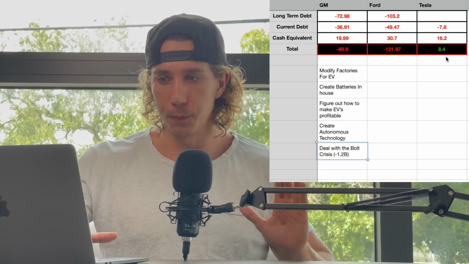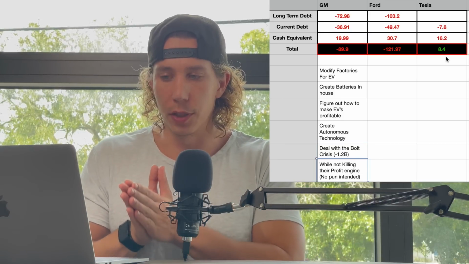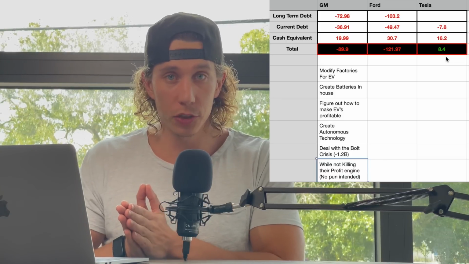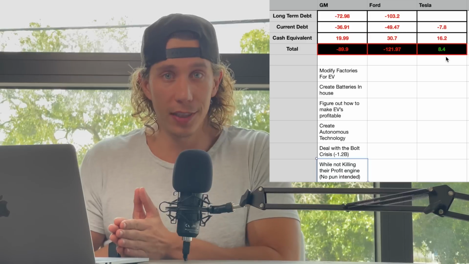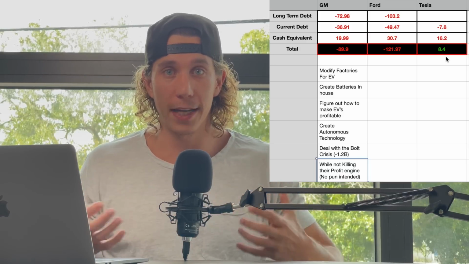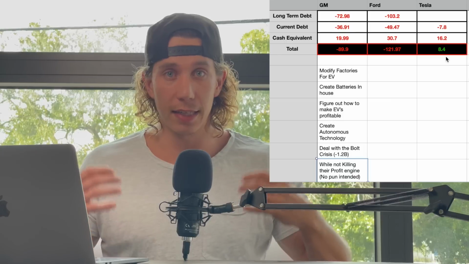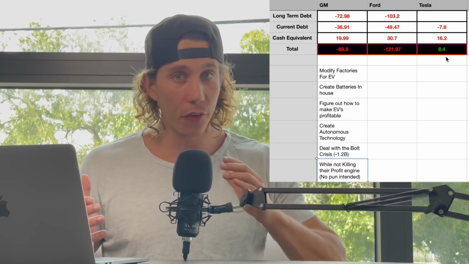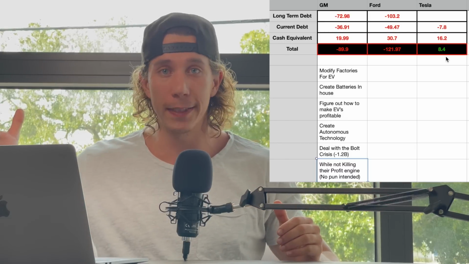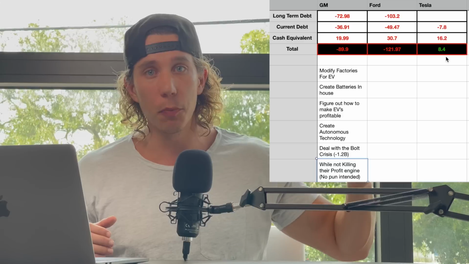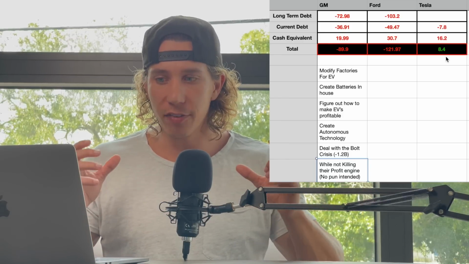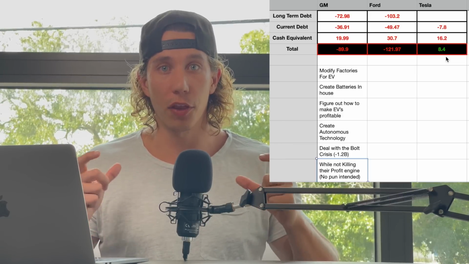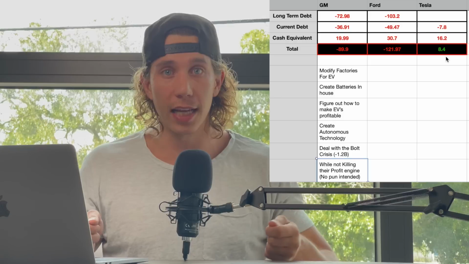Okay, so the last thing they have to really deal with is not killing their current profit engine. And their current profit engine is the internal combustion engine, right? Their current manufacturing plant, their current vehicles, the gas and diesel vehicles that we know and we see outside every single day. While they're making this transition to EVs, while they're changing their manufacturing plants, while they're investing in these new batteries, while they're doing all of this, they have to be very, very careful not to shoot themselves in the foot and kill the thing that actually puts food on the table for them, okay?